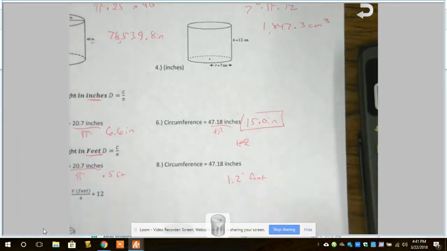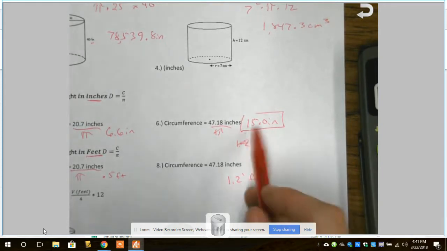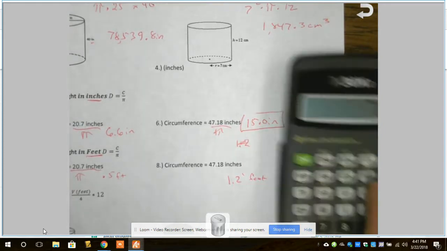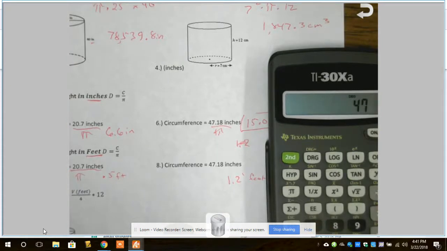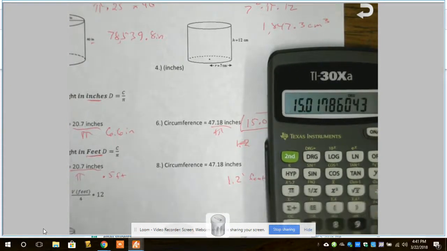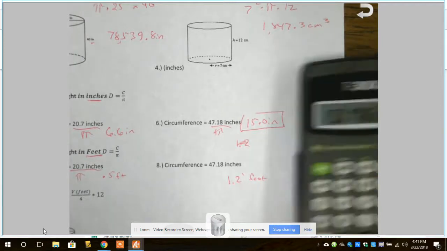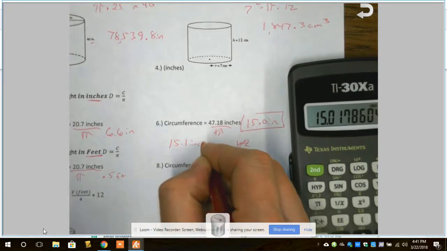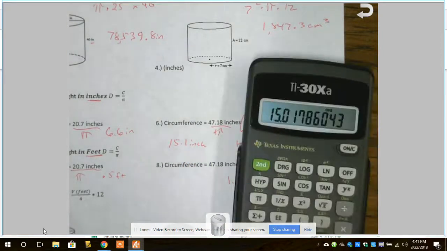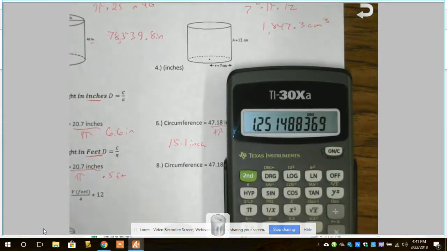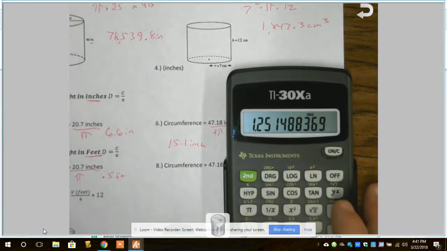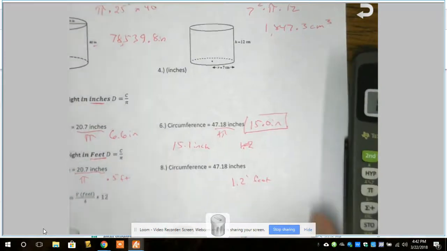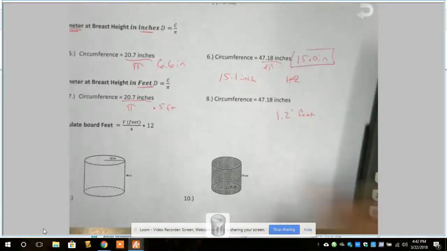Now here, this guy, in inches, I do 47.18 divided by pi equals 15.1 inches. So up here I do 15.1 inches. Same thing. I could divide this by 12, and it gives me the same thing. So you can do it either way, it doesn't matter. Now down here, at the bottom, these are kind of the harder ones that we do.